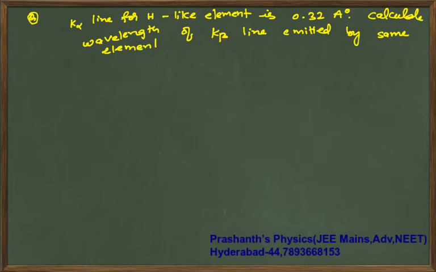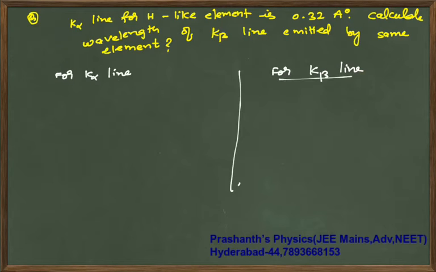So pause the video clip, try this question. It hardly takes a minute. For the K alpha line and for the K beta line, what is your equation? Let me tell you. 1 by lambda is equal to R times (Z minus b) whole square times (1 by n1 square minus 1 by n2 square).